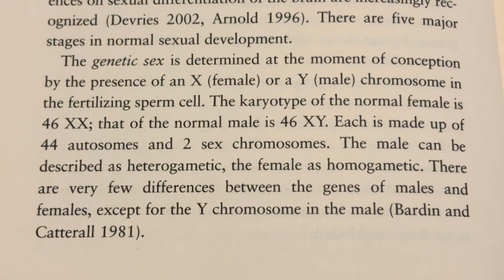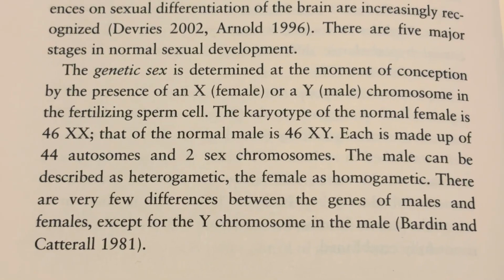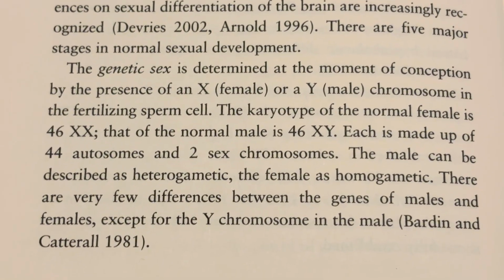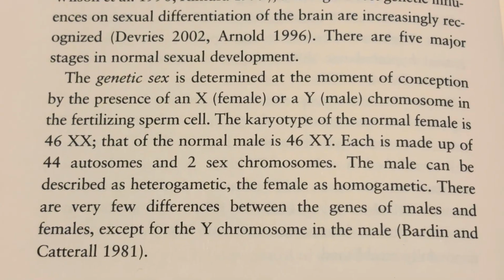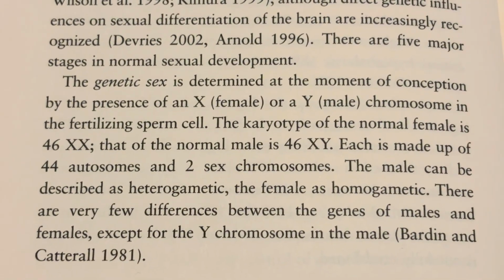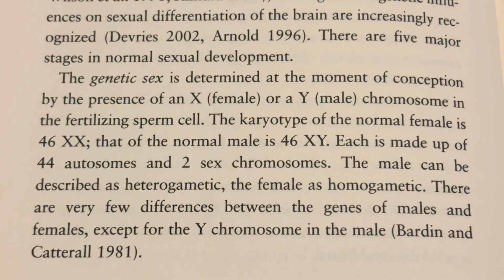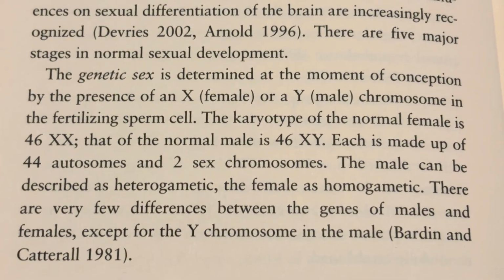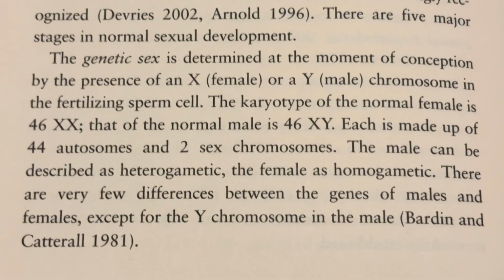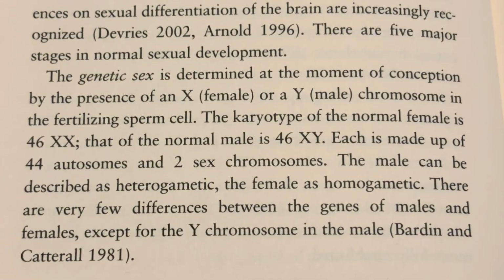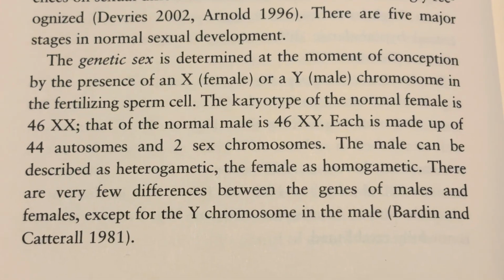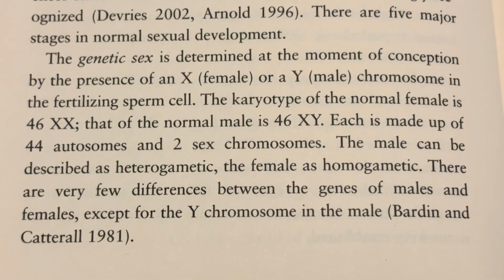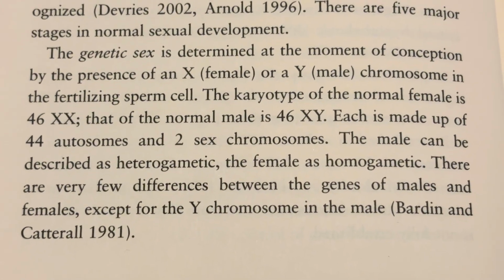The karyotype of the normal female is 46XX. That of the normal male is 46XY. And that is 46 chromosomes. Each is made up of 44 autosomes and 2 sex chromosomes. The male can be described as heterogametic, the female as homogametic. There are very few differences between the genes of males and females, except for the Y chromosome in the male.